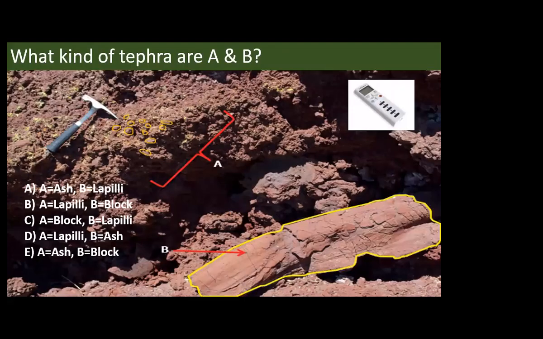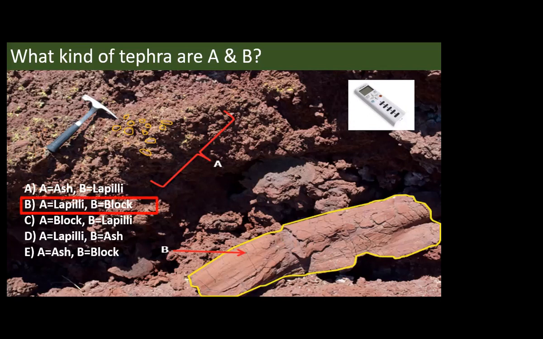All right, so based on the size of these grains, what kind of pyroclastic material is A and B? Is it ash for A and lapilli? Is it lapilli and a block? Is it a block and lapilli? Is it lapilli and ash? Or is it ash and a block? B? Very good. That's right.